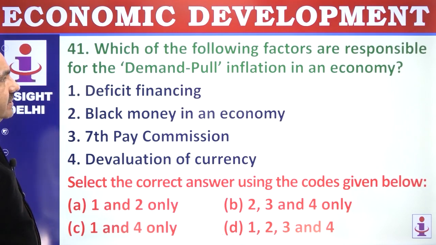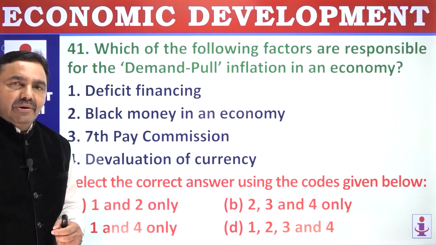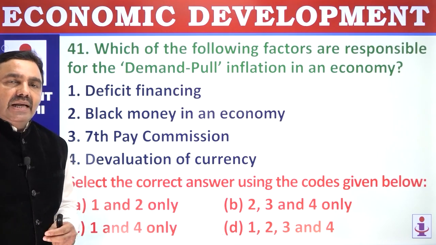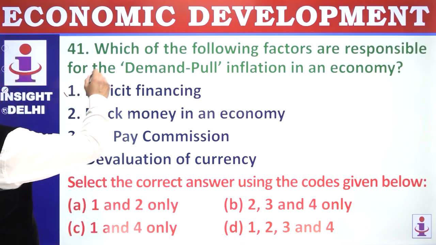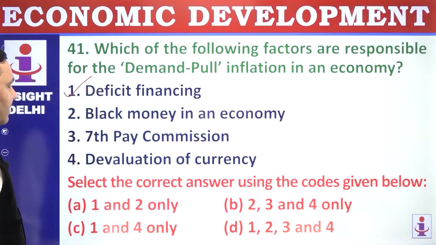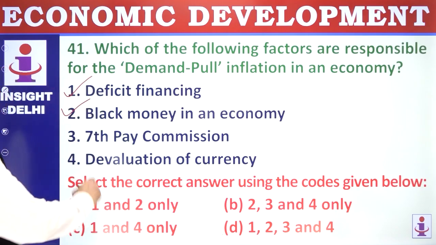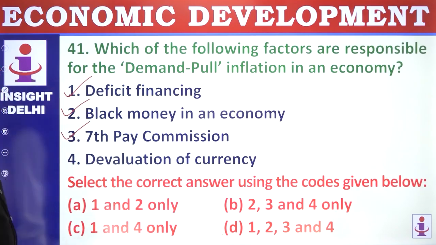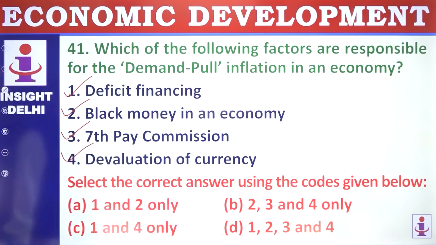41. Which of the following factors are responsible for the demand pull? Demand pull means people have money in their pocket. Either government is spending more, employment level is very high, salaries are increasing. So demand pull. Deficit financing, government is spending more through deficit financing. Black money, people are not paying tax, that's the meaning of black money. 7th Pay Commission, people are getting salary raise. And devaluation, currency is losing its value. 1, 2, 3, 4, all are important here.